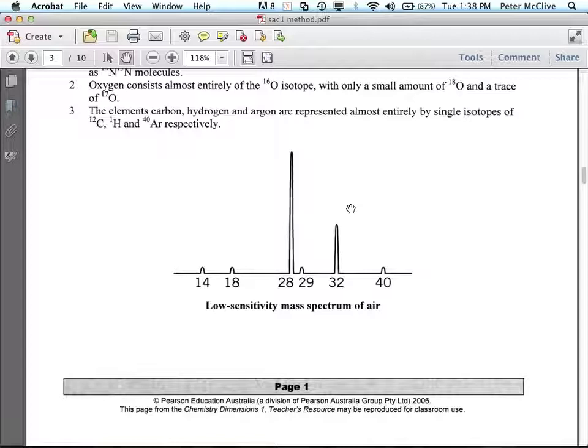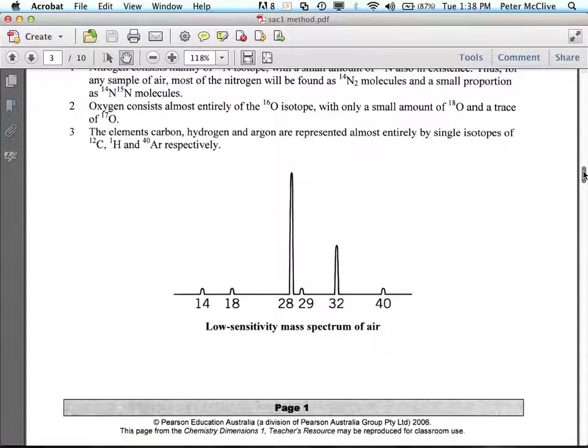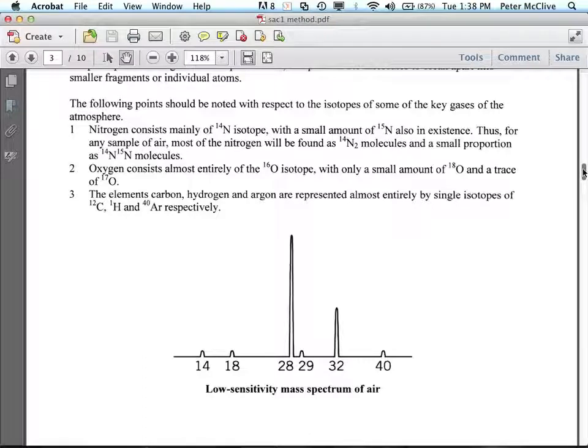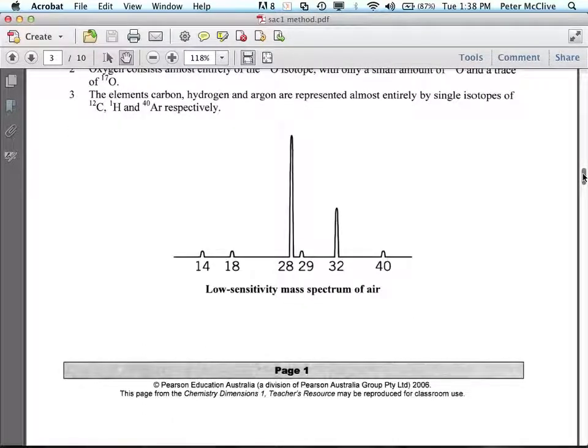So you just need to think about where the different peaks might be, how you might get them adding up to these amounts. 40. What have we got here? So 40. 14. Well, what's another gas that maybe we breathe out? Carbon dioxide. Now, what would that add up to? CO2. Carbon 12 and oxygen is 16. 48. Is there any 48? No, we don't see that.